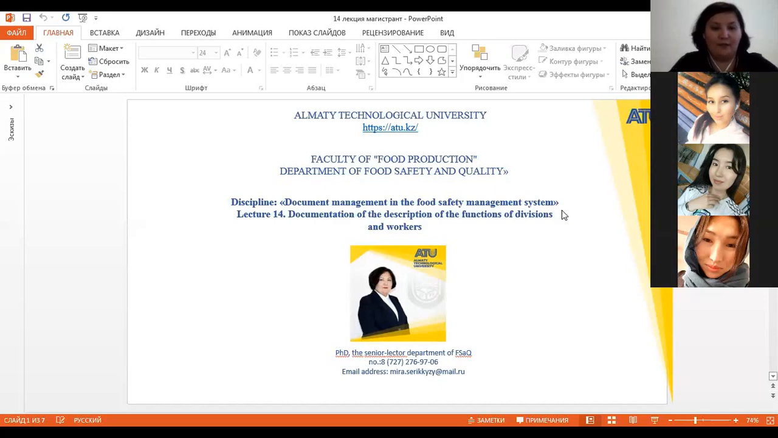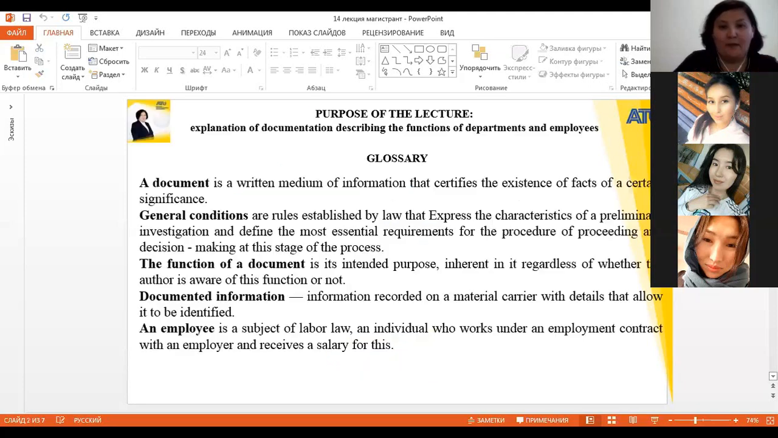Today, lecture 40: documentation of the description of the function of divisions, and the purpose of the lecture: installation of documentation, description of the function of the department of employees. Glossary, write in the copybook.